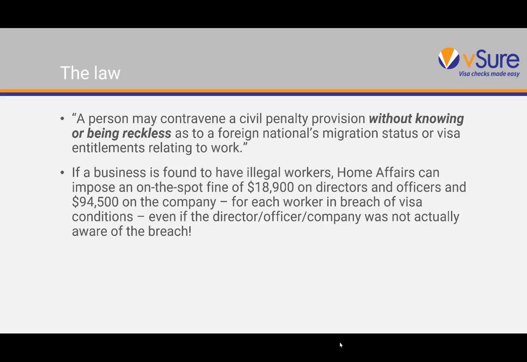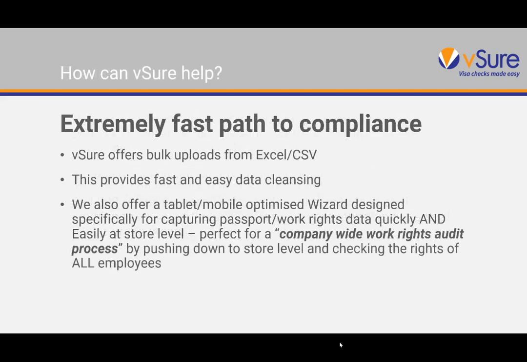As a company, that goes up to $94,500 on-the-spot fine with no recourse for each and every foreign worker found to be working in breach of their visa conditions. If the government department in Home Affairs thinks that this was intentional, you'll find yourself in court, and those numbers go up astronomically, and court can lead to jail time for those directors and officers.